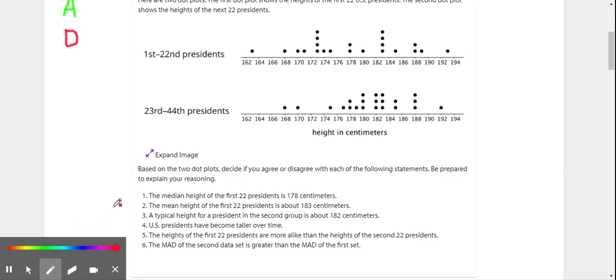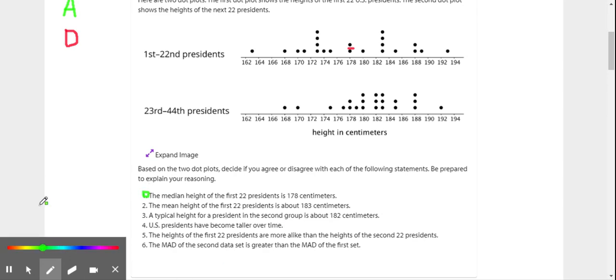Okay, so it says the median height of the first 22 presidents is 178 centimeters. So looking up at the first 22 presidents, remember, median has to do with the middle score. So we can count from the lower or the top end of it, but we can count 11: 1, 2, 3, 4, 5, 6, 7, 8, 9, 10, 11. So the median would be in between those two scores at 178. So since that is something that I agree with, I'm going to color that one green.